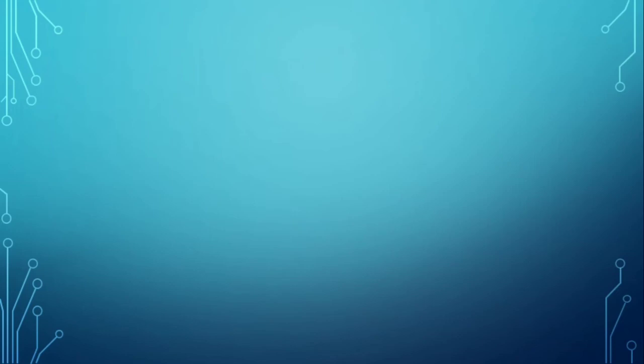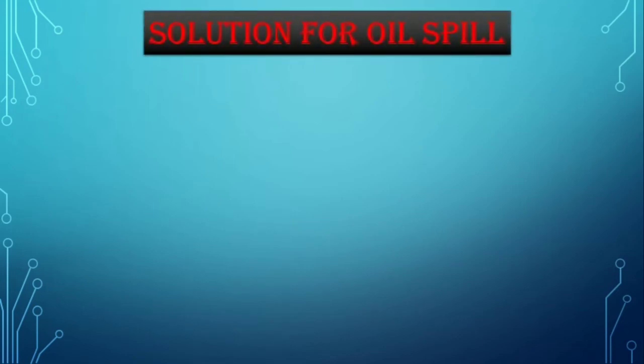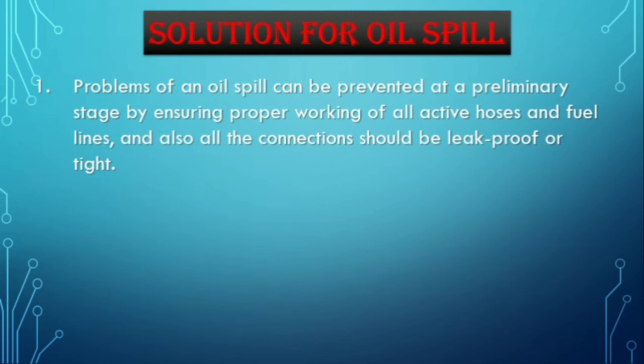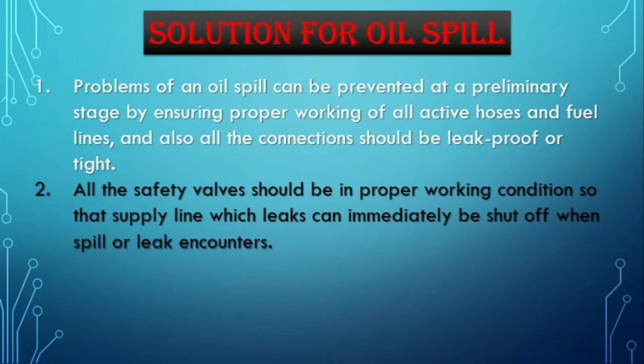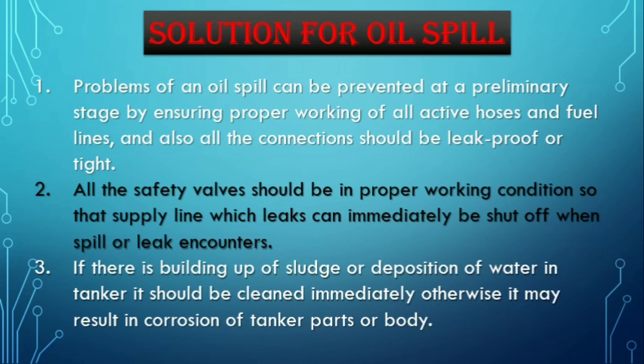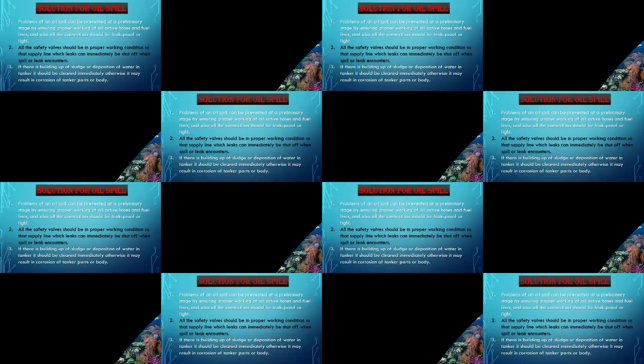The solution for oil spill. First, problems of an oil spill can be prevented at a preliminary stage by ensuring proper working of all active hoses and fuel lines, and also all the connections should be leak-proof or tight. Second, all the safety valves should be in proper working condition so that a supply line which leaks can immediately be shut off when a spill or leak is encountered. Third, if there is building up of sludge or deposition of water in a tanker, it should be cleaned immediately, otherwise it may result in corrosion of tanker parts or body.